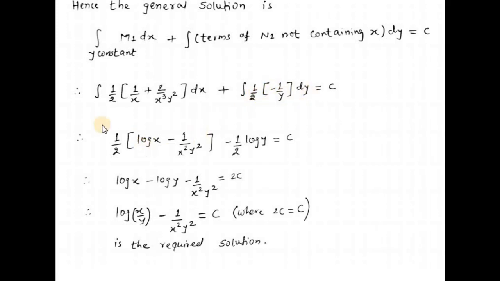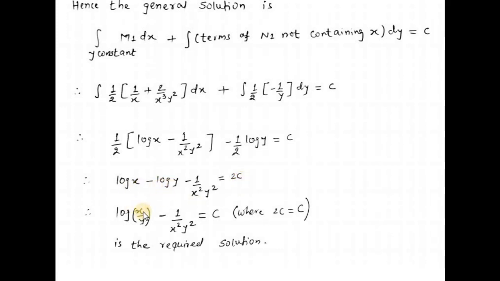Here 1/2 is constant and the integration of 1/x will be log x, and here 1/y² is constant and the integration of x raised to minus 3 will be x raised to minus 2 divided by minus 2. So the 2 cancels out, and finally we will get minus 1/(x²y²). Here minus 1/2 is constant and the integration of 1/y will be log y, is equal to c. Now simplifying further, log x minus log y minus 1/(x²y²) is equal to 2c.